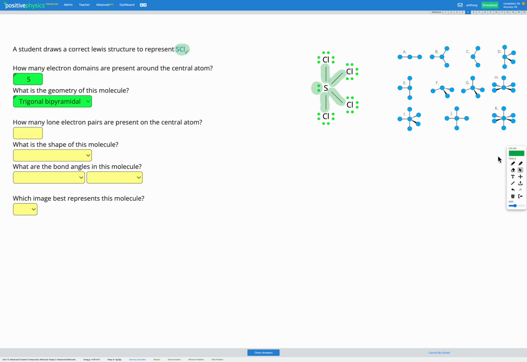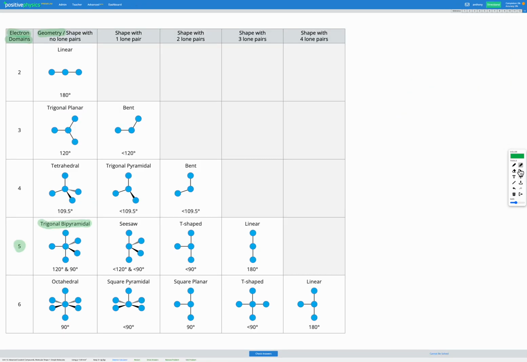Okay, next we need to look at the number of lone pairs. So looking at our Lewis structure here, we have just one lone pair. And we need to figure out the shape of this molecule. So going back to our reference sheet, we're looking along the top row to find the shape with one lone pair. Here it is. And looking down to our row where we have 5 electron domains, that's going to be the seesaw shape, which has bond angles of just less than 120 degrees and just less than 90 degrees.